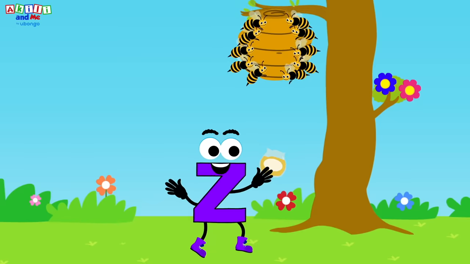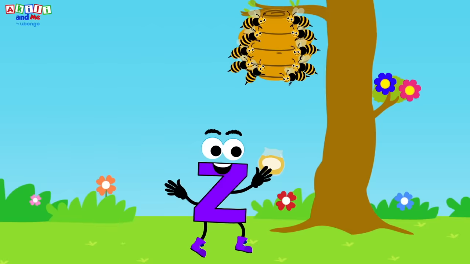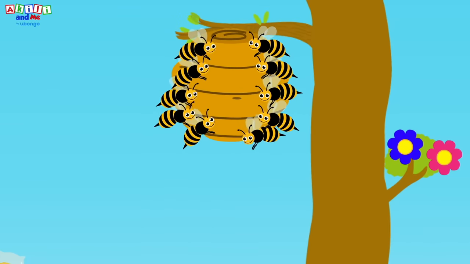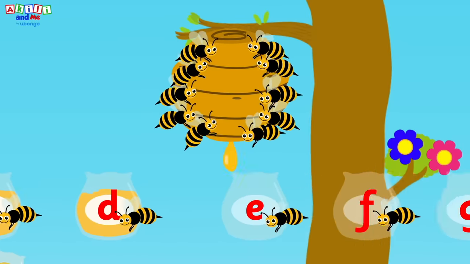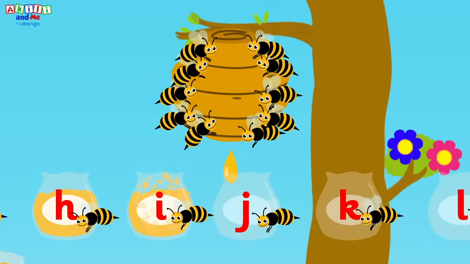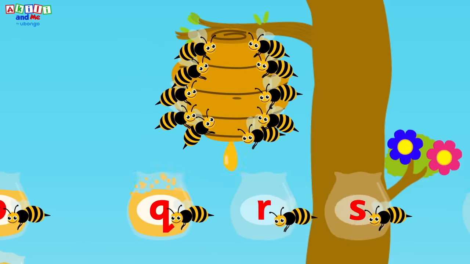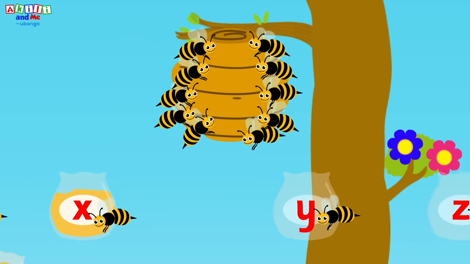Ah, good idea, letter Z. You can give a jar of honey to each of your letter friends. We don't want to forget any letters. Kids, can you help letter Z to remember all the letters of the alphabet? Here we go! A, B, C, D, E, F, G, H, I, J, K, L, M, N, O, P, Q, R, S, T, U, V, W, X, Y, and Z.